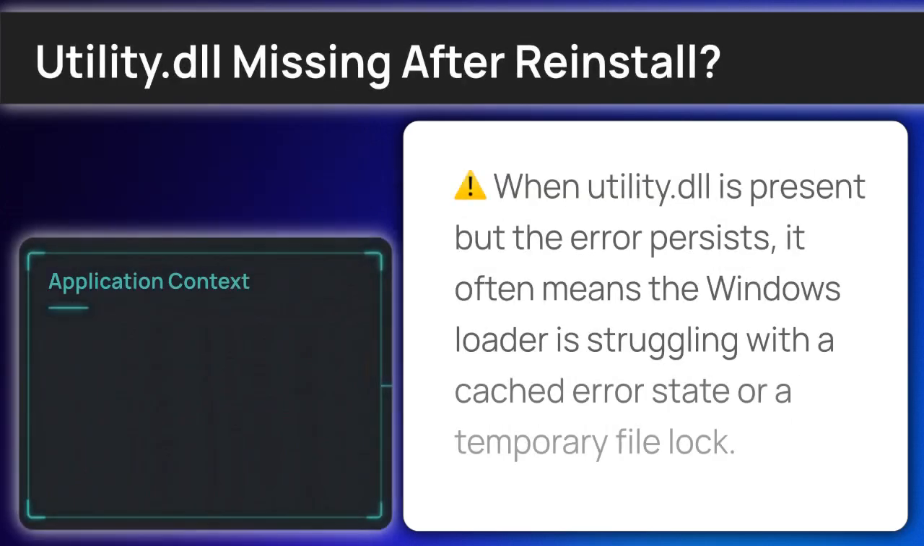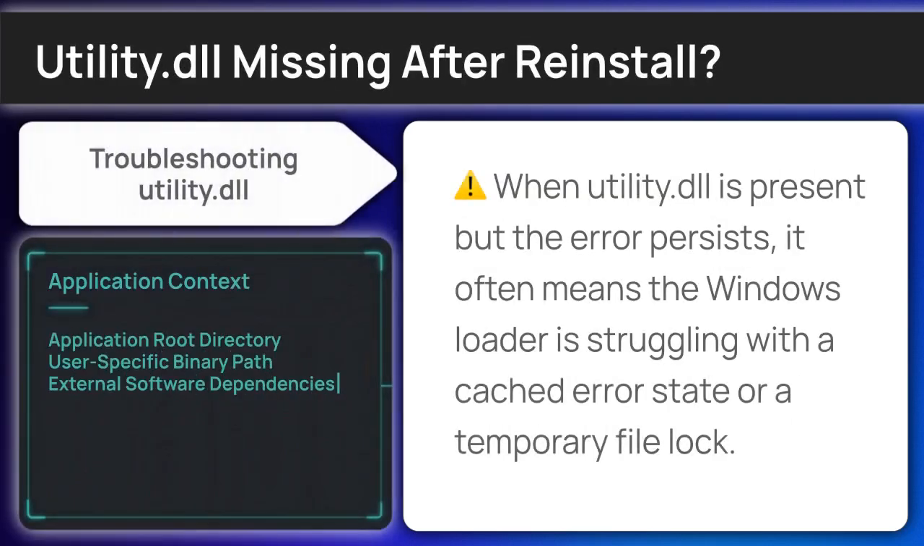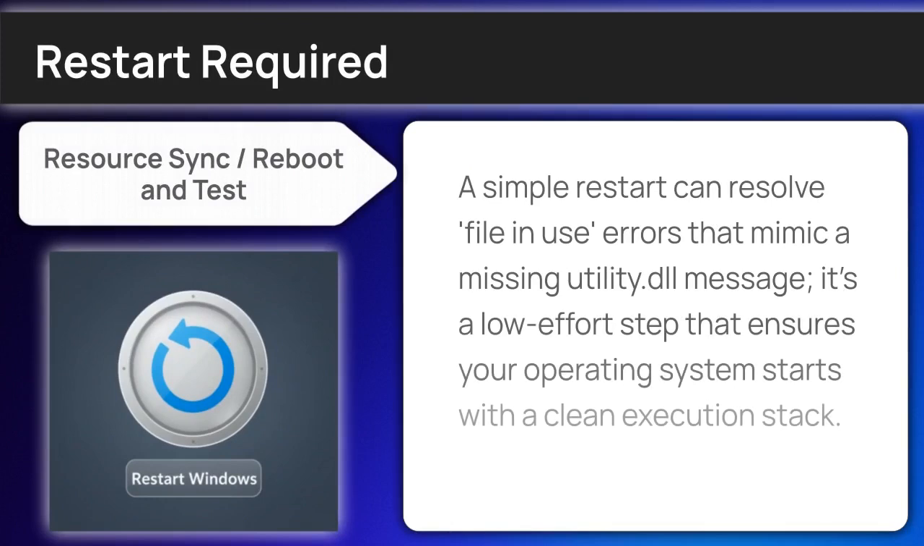When a fresh installer fails to clear the error, it typically points toward a deeper conflict within the Windows execution layer. A simple restart can resolve file-in-use errors that mimic a missing utility library message. It's a low-effort step that ensures your operating system starts with a clean execution stack.